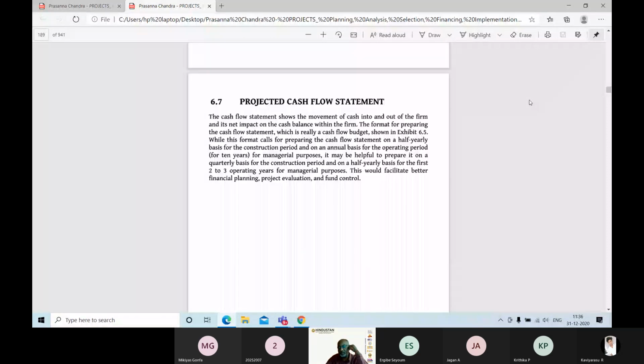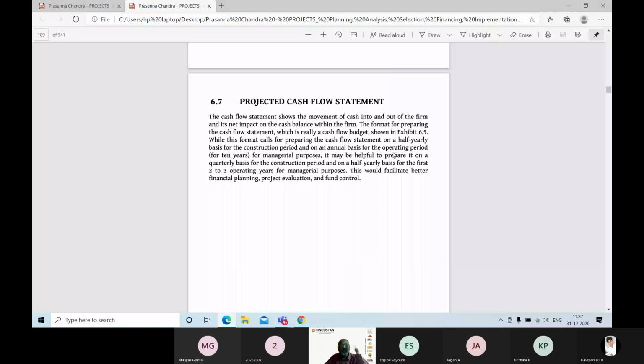Next, you will see some of the things you are going to do. See the cash flow statement also here. Projected cash flow, projected in the sense of future. What are the things you have to calculate, and how is it to be calculated? The cash flow statement shows the movement of cash into and out and its net impact on the cash balance within the time frame.